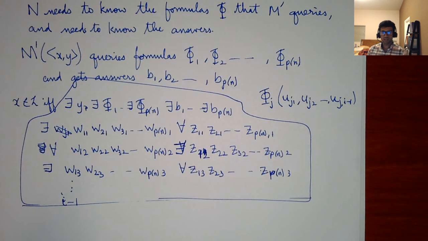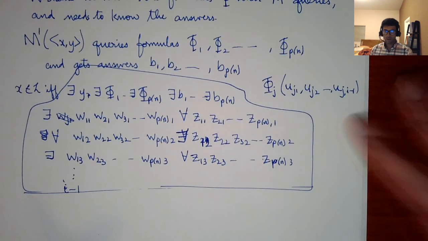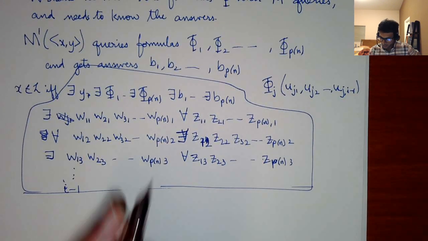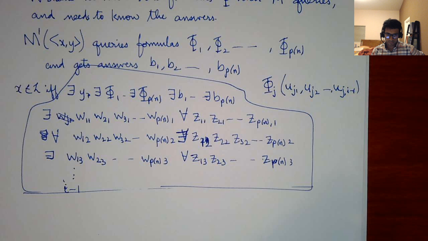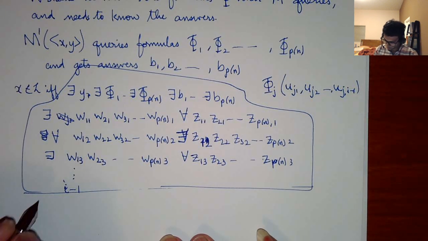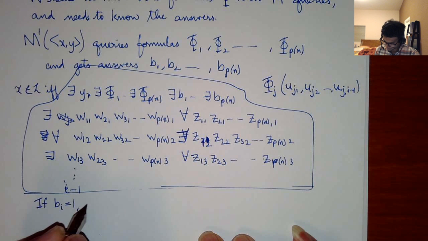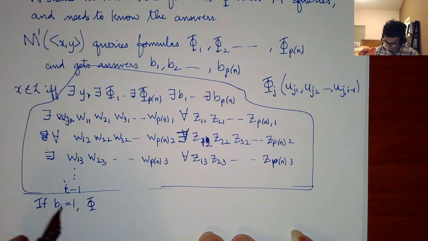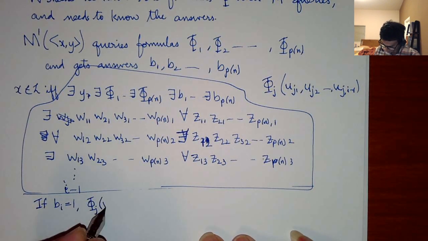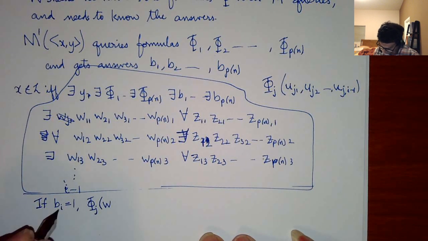Okay, now once I have done all this quantification, what is it that I'm going to check? I want to check if B1 is correct. I want to check if B1 is correct. So what I'm going to do here is I'm going to say if B1 is 1, then phi j of bj is 1.